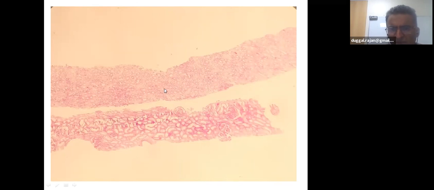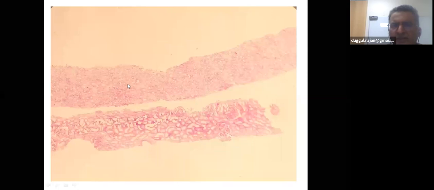So you can see the core which is lying above, that is showing predominantly medulla. Why do I say it is medulla? Because I can't see any glomeruli here. But the core which is seen down is showing a good number of glomeruli. Okay. So this is from the cortex and this is from the renal medulla.